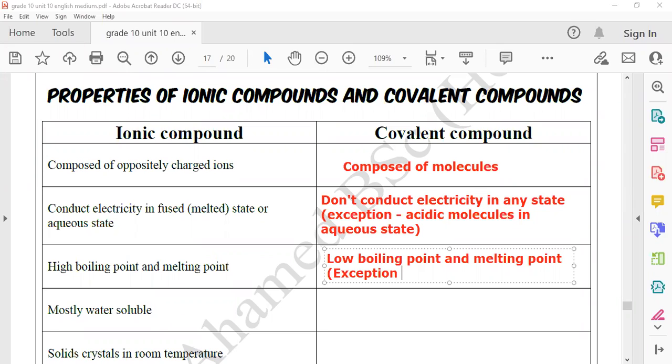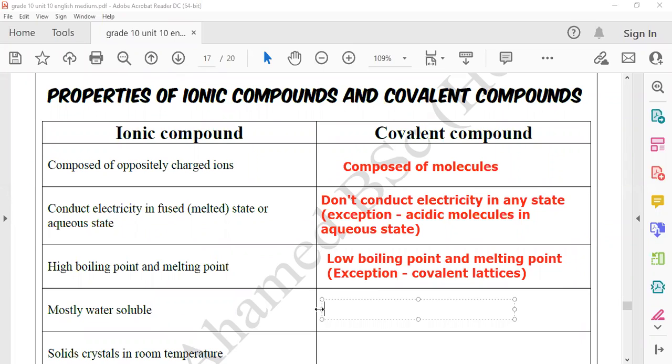Here also we have an exception. The exception is lattices. Covalent lattices, graphite, diamond, they have high boiling point. Understood? But they are covalent. But other than lattices, others have low boiling point and melting point.